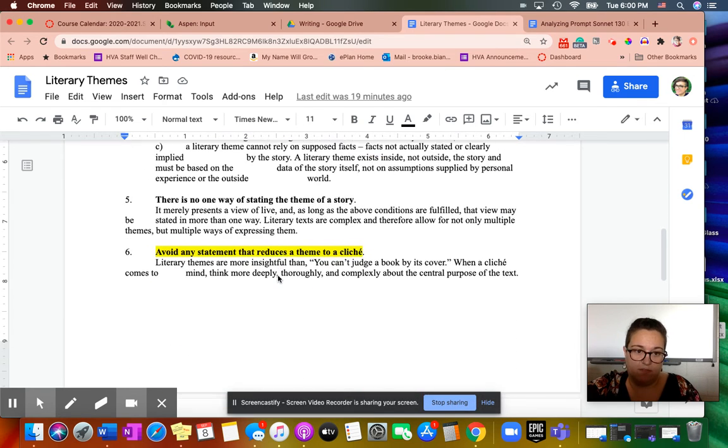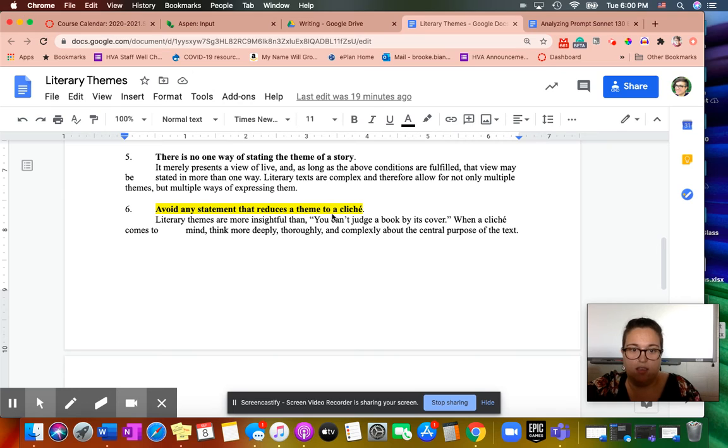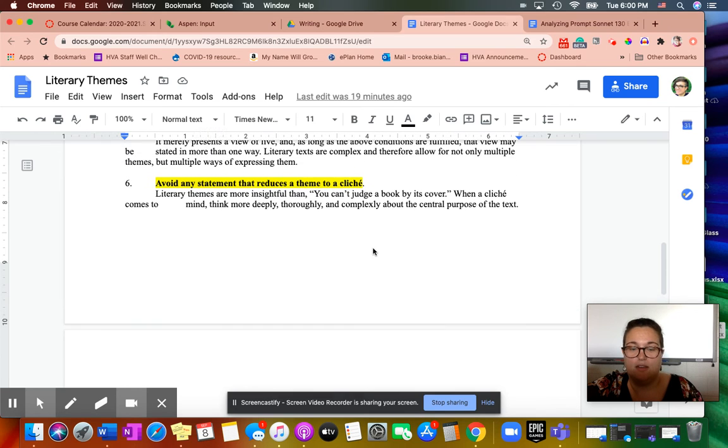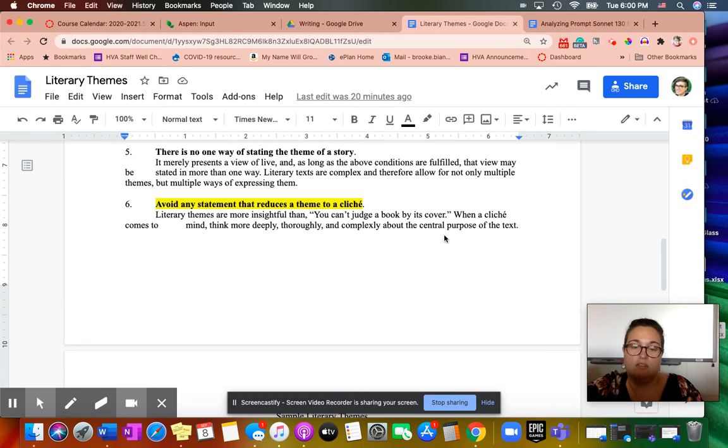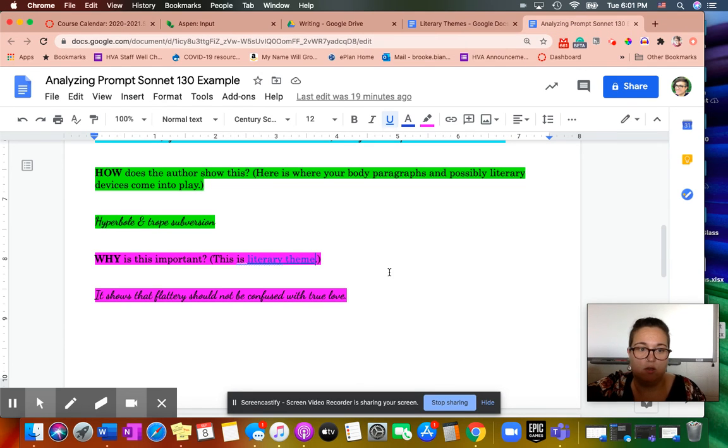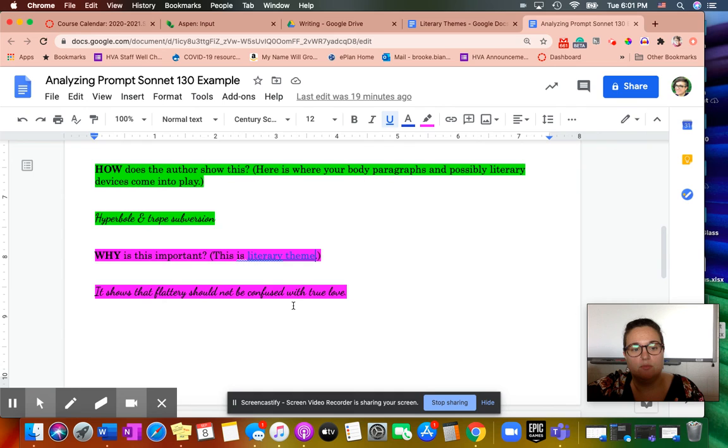And the last one I want to emphasize here is avoid cliche. Like you can't judge a book by its cover. That may very well be what a poem or a novel or whatever is trying to say, but that's a cliche. Say it a different way. Okay, find a more unique way to say that. Something like, judging people often leads to missed opportunities, something like that. So, avoiding those cliches.